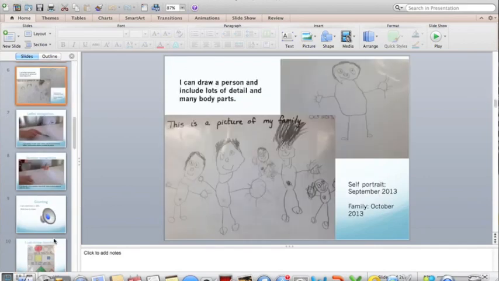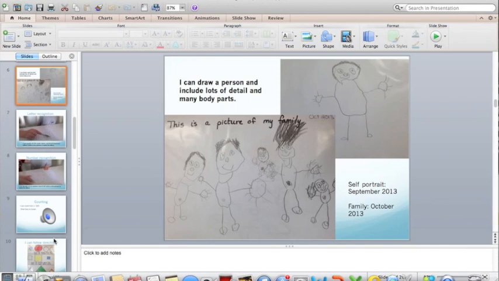Another concept that students need to learn in kindergarten is how to draw a person with detail, so not just a circle with sticks coming out of it. So this student did an excellent job with detail in their self-portrait as well as their family portrait. So I just took pictures of that and included that and put the dates for when the student did this.